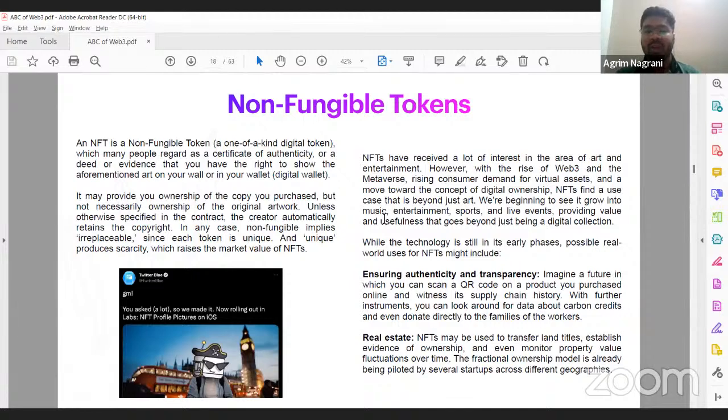Now, how do we make sure that the NFT has authenticity, or you can say transparency, that it is a real token which is present in a single amount in the whole world? Coming to authenticity, there are various use cases through which you can ensure that this NFT is real. For this, you can have a QR code which can be scanned to check the product history. This history may be the supply chain history, where you can also look at the data present in it. And suppose the carbon credits consumed, you can even directly donate to the families of the workers who have created the NFT.